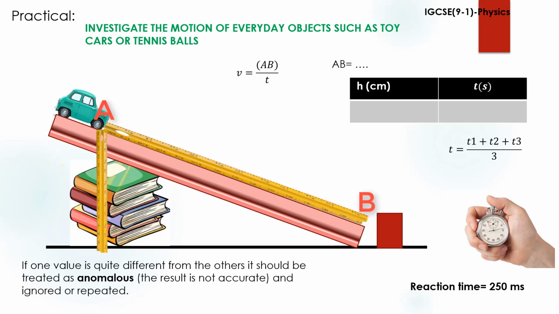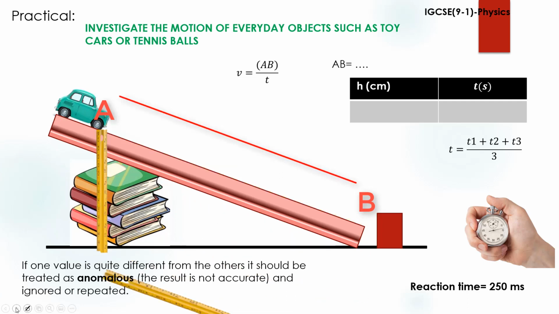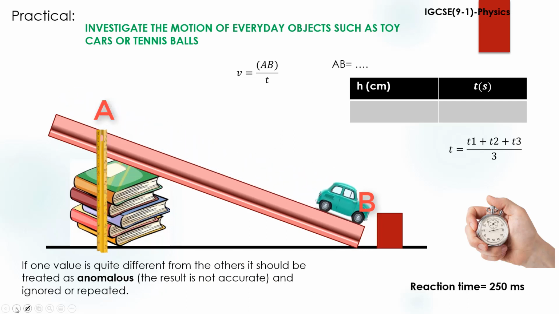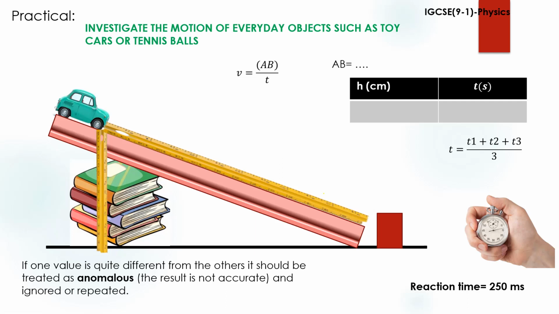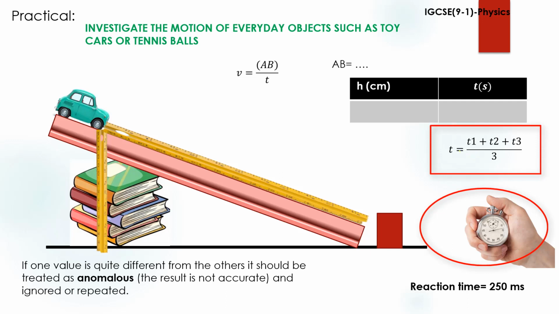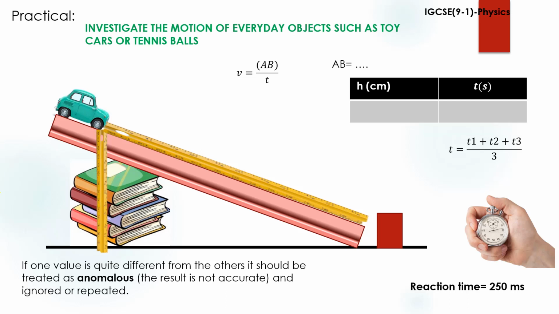Here the distance AB, the car moving to the bottom, right? We can measure that car moving like that, and we can measure the time taken. Here you can see time taken is measured 3 times to take the average. So why we take average, then it reduces the errors. So distance from A to B, that means the distance the car moved on the inclined plane, can be measured. AB is a constant value.